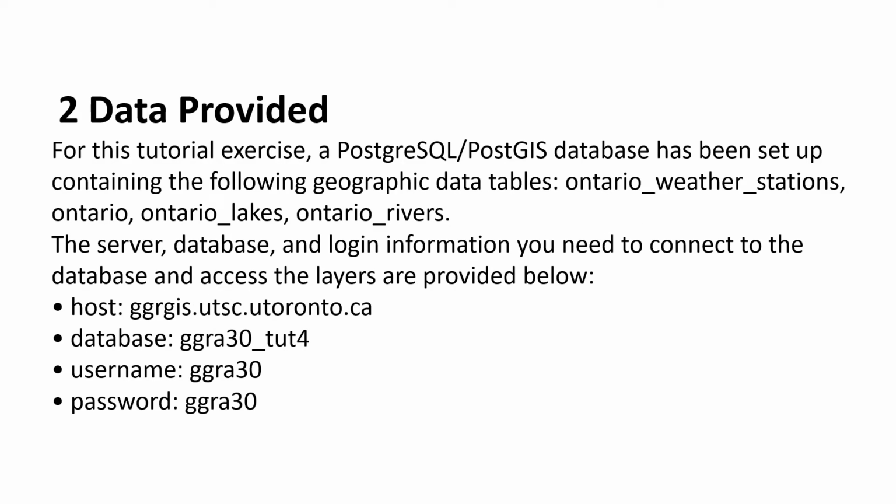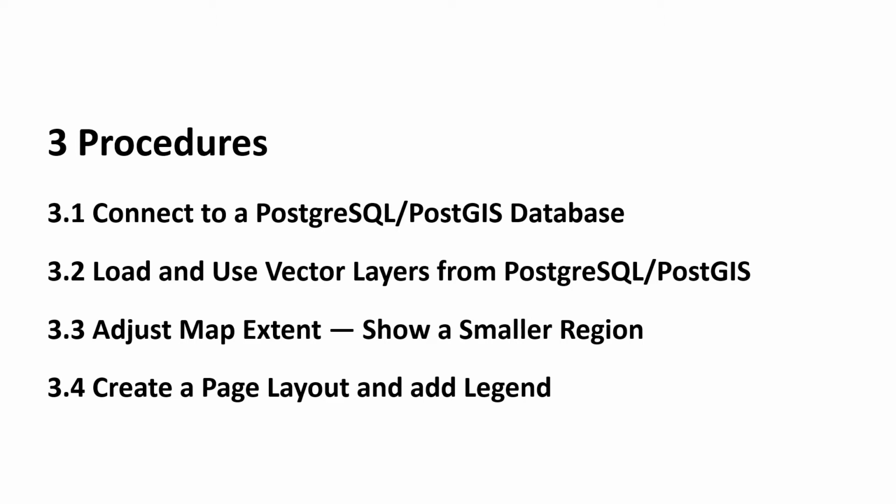For this tutorial exercise, a PostGIS database has been set up containing 4 geographic data tables. Here is the information you need to connect to the database and access the layers. I'll tell you how to use them in section 3.1. Now we are going to look at the 4 procedures today.